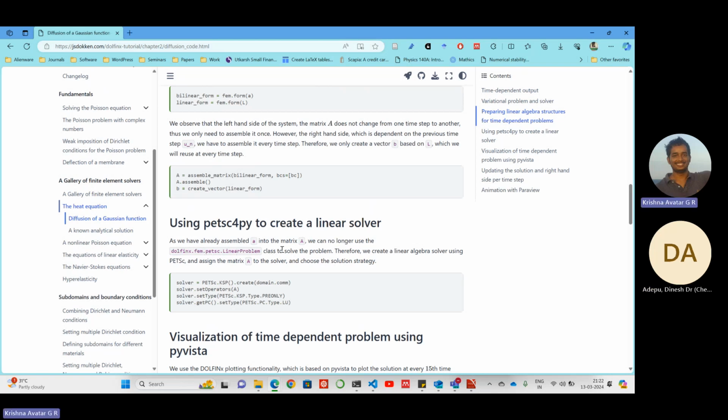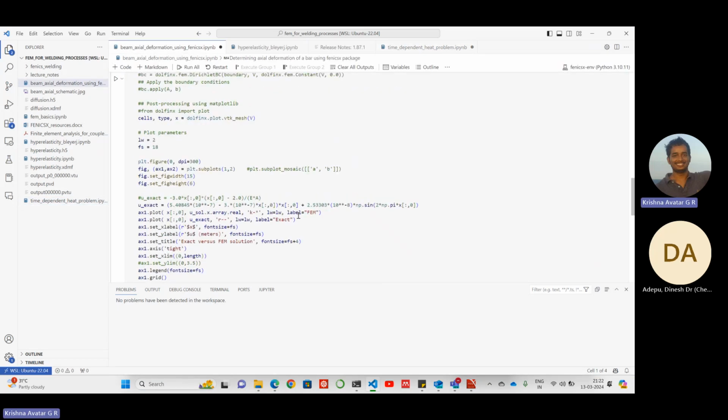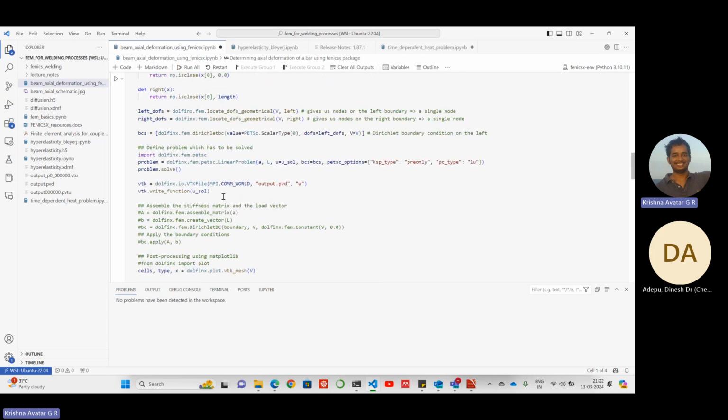Now, as we have already assembled A into the matrix A, we can no longer use the dolfinx.fem.petsc.LinearProblem class to solve the problem, because using this function, we just have to prescribe the bilinear form, a(u,v) equal to L(v). This is the solver we had used in the beam axial vibration problem. See here, this one. We had used dolfinx.fem.petsc.LinearProblem, and then we had prescribed the bilinear form.